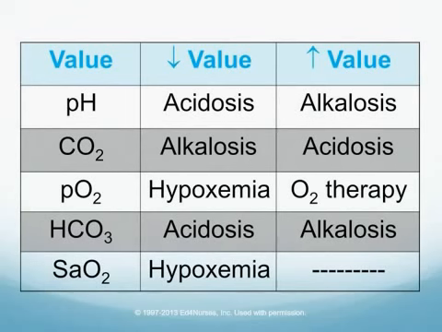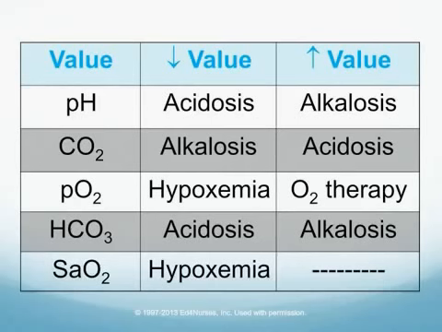This is interesting, isn't it? When you take a look at these values right here, you'll notice that the CO2 goes the opposite direction of the pH. This is why we don't want to talk about values being high or low, but we want to make the interpretation of the value instead. One way to remember this relationship between our CO2 and our bicarb and our pH is to remember the acronym ROME, R-O-M-E. ROME stands for respiratory opposite, metabolic equal.